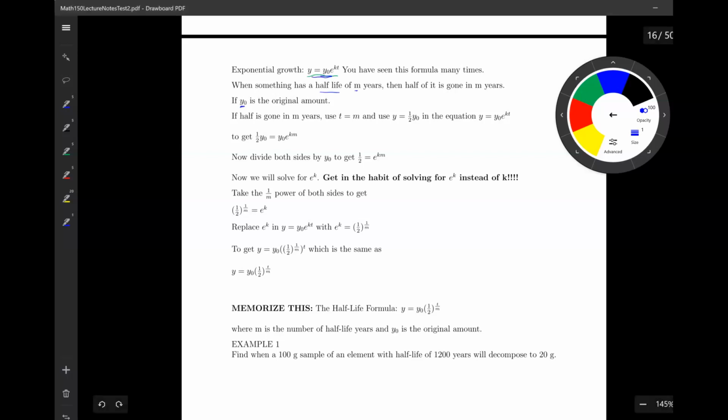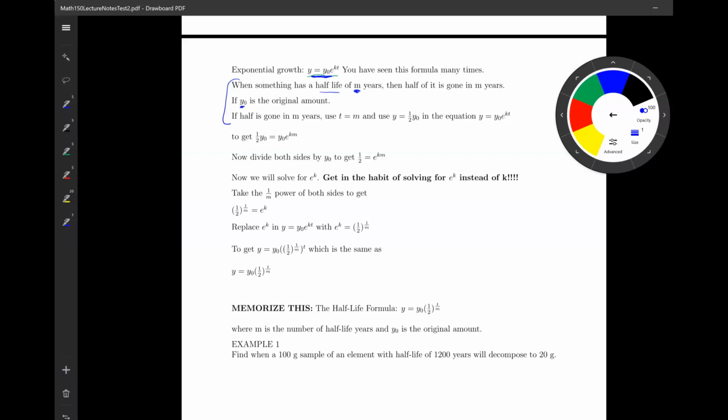All right, so you've seen this exponential growth equation many times. So let's talk about when you have a half-life. A half-life means after m number of years, so it's not in that formula, but m number of years, half of it is gone. So y sub 0 is the original amount.